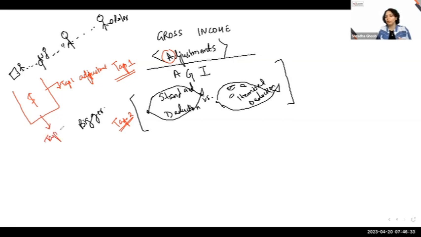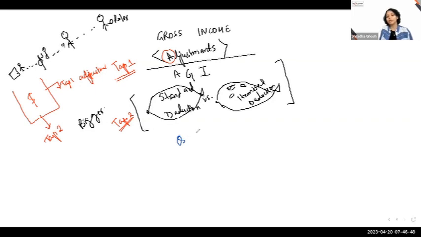I call it tab 2. In tab 2, I find out which is more: standard deduction or itemized deduction. Whichever is more, I take that and I scrap the other one. Then I have a third deduction, and that third deduction is called the QBI deduction.